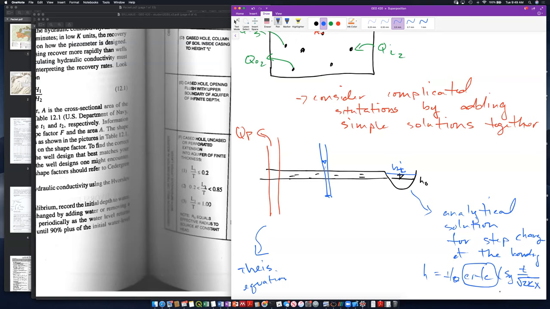All right, and we had this solution, and now I could calculate the head at this well by simply adding the Theis equation plus the step change equation, and I could predict what the head at this well is. So superposition allows me to consider really complicated situations by simple addition of the solutions to simpler equations. This becomes incredibly useful for hydrogeologists and allows us to consider much, much more complicated settings than we have a single analytical solution for.